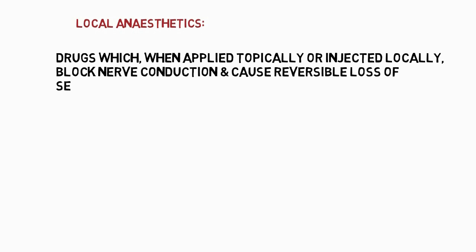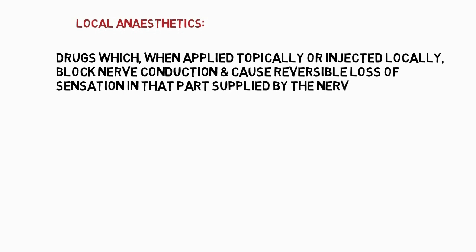Today, our topic of discussion is local anesthetics. Definition of local anesthetics: these are the drugs which, when applied topically or injected locally, block the nerve conduction and cause reversible loss of sensation in that part supplied by the nerve.